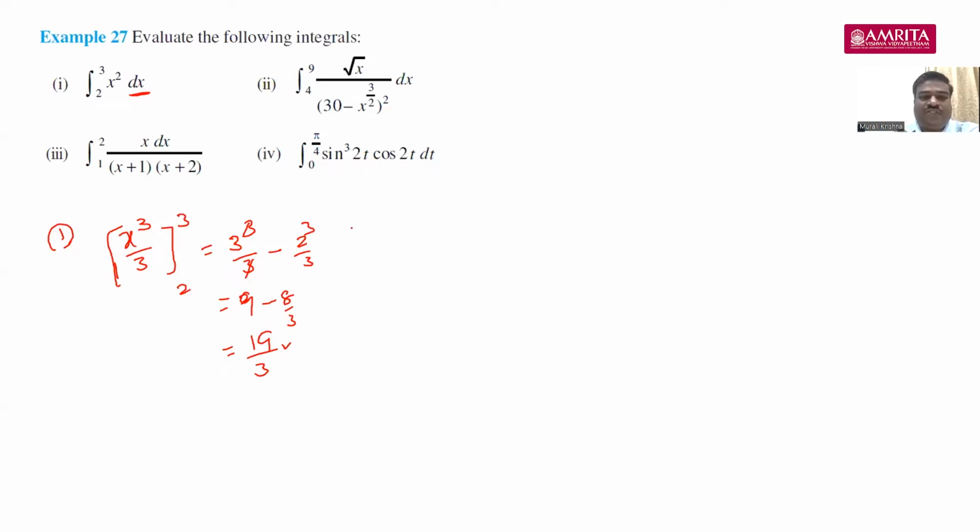Similarly, second question. This is the second question, integral 4 to 9 square root of x by 30 minus x power 3 by 2 dx. Now, please notice here, this is a somewhat complicated problem.